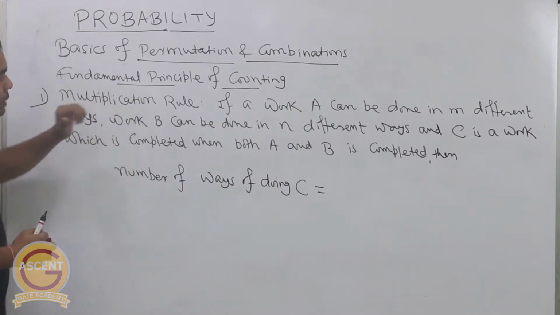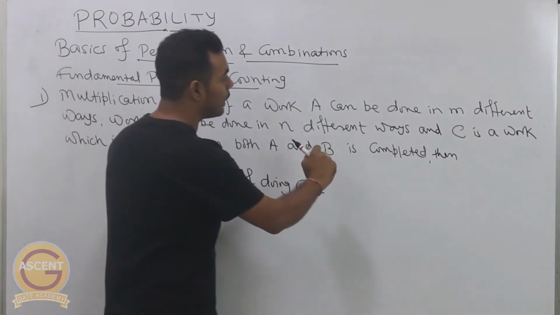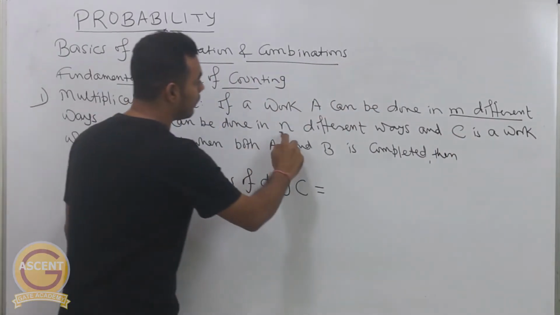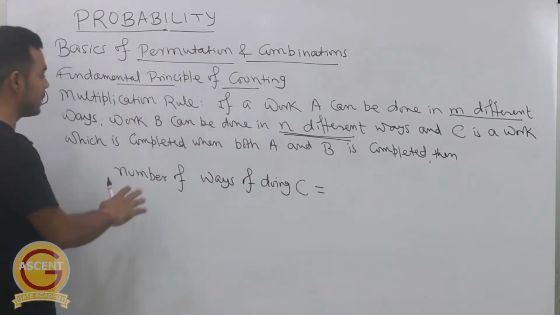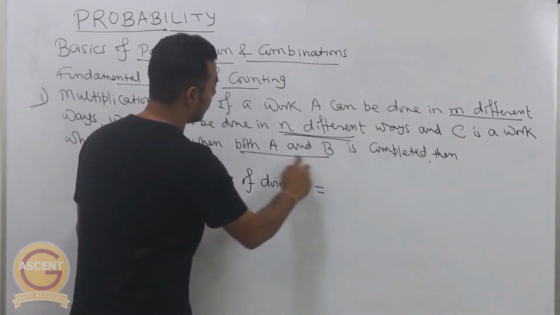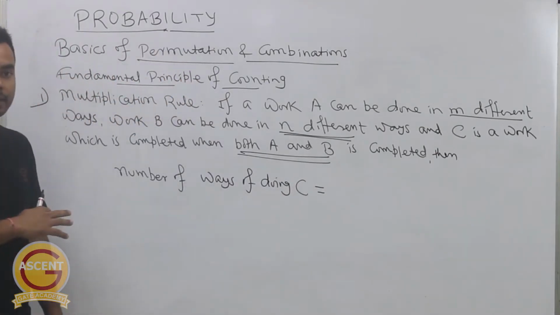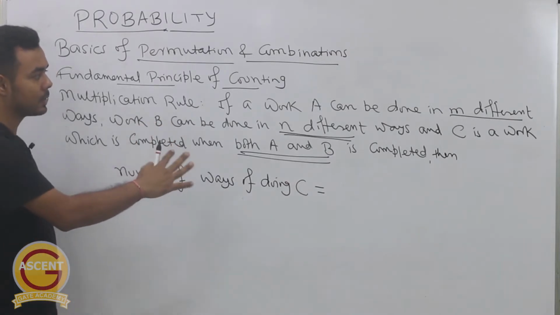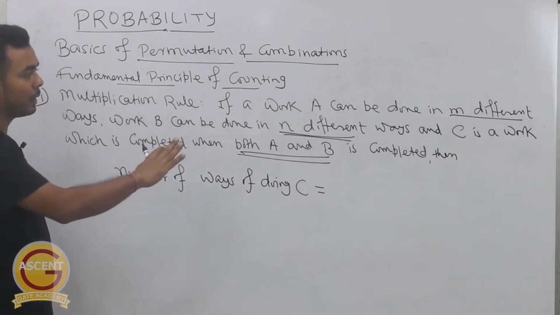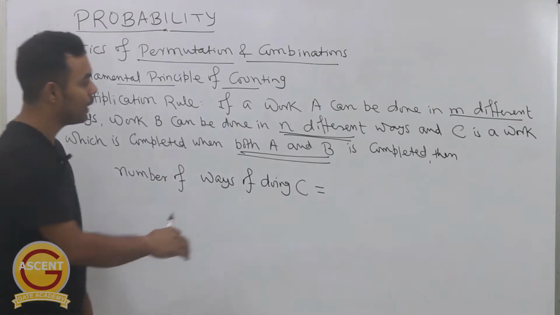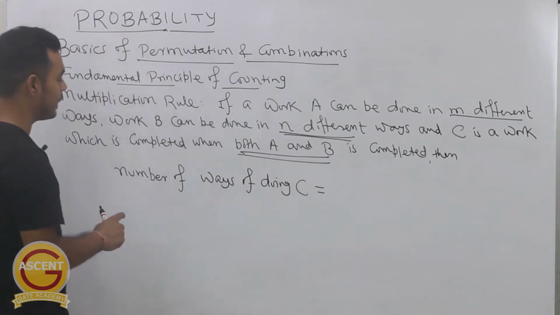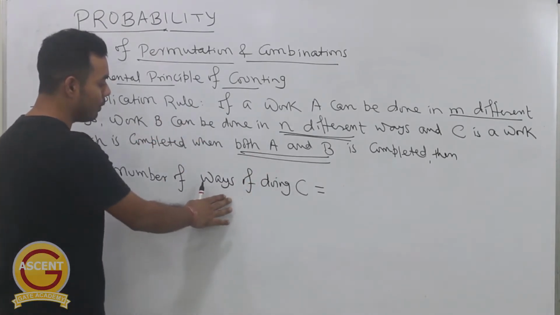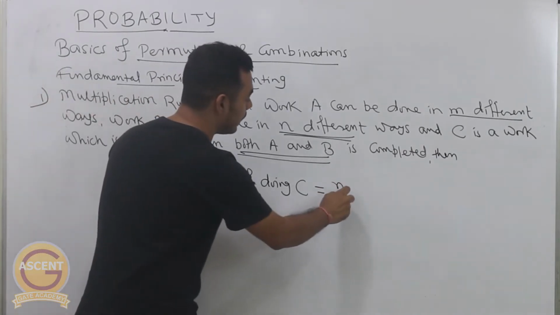Now this multiplication rule says that if a work A can be done in m different ways and work B can be done in n different ways, and C is a work which is completed when both A and B are completed. So this is the statement of the multiplication rule. There is a work which is completed in two steps. The first step is A and the second step is B. The first step can be done in m different ways and the second step can be done in n different ways. Now the multiplication rule says that if the work C is completed when both A and B are completed, then the number of ways of doing this work C will be simply m into n.